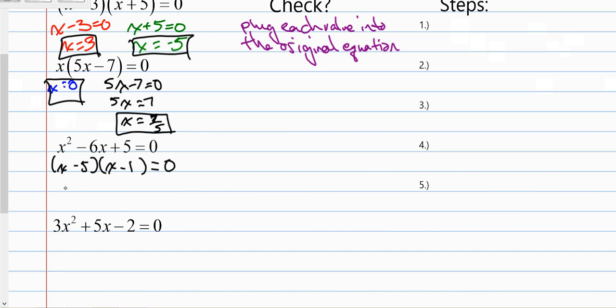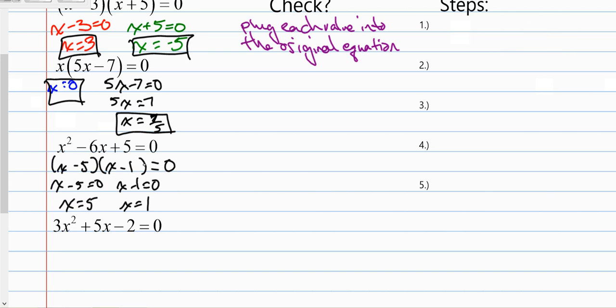So when I solve this, I'll wind up with x minus 5 equals 0, so x will equal 5. And I'll have x minus 1 equals 0, so x will equal 1.